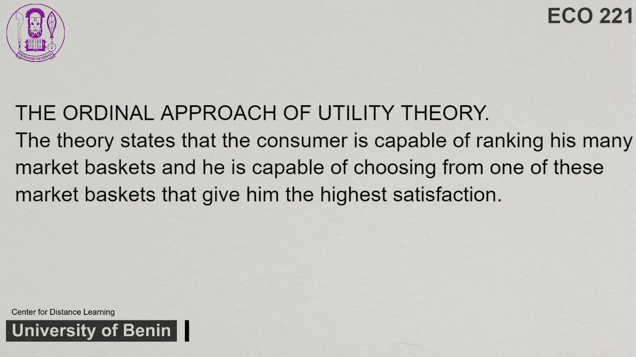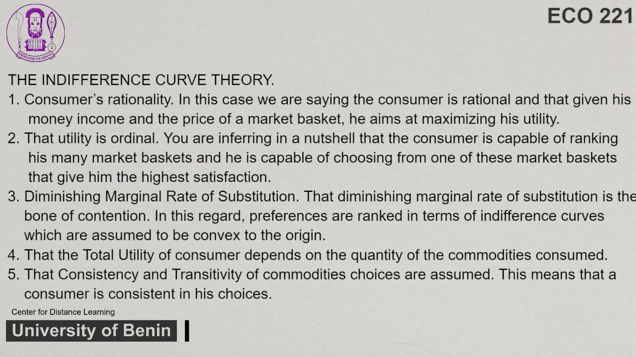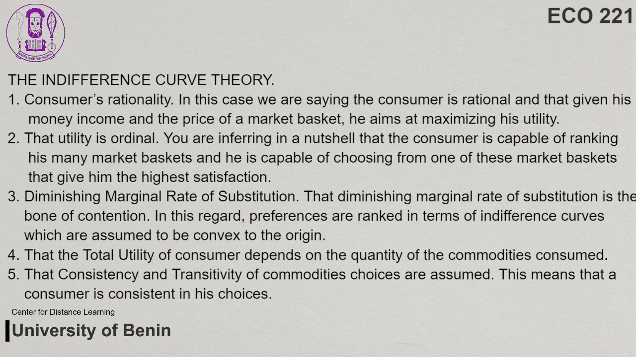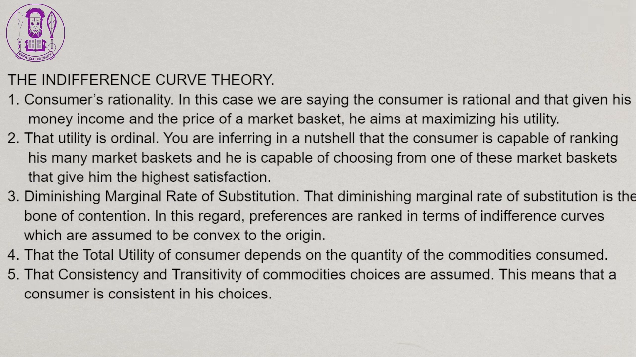The ordinal approach of utility theory. The theory states that the consumer is capable of ranking his many market baskets, and he is capable of choosing from one of these market baskets the one that gives him the highest satisfaction. The indifference curve theory. 1. Consumer's rationality. In this case, we are saying the consumer is rational in that, given his money income and the price of a market basket, he aims at maximizing his utility. 2. That utility is ordinal. You are inferring in a nutshell that the consumer is capable of ranking his many market baskets, and he is capable of choosing from one of these market baskets the one that gives him the highest satisfaction.